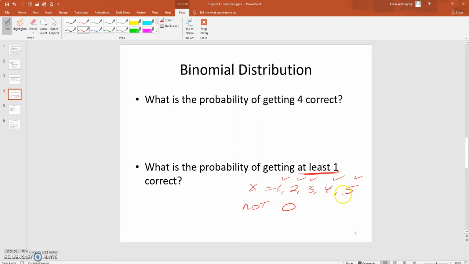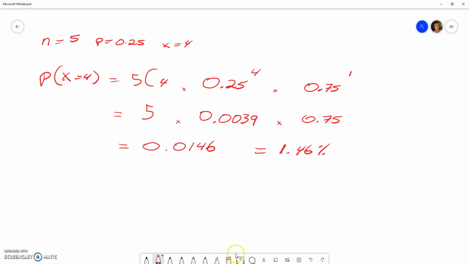We know that a binomial distribution works with whole numbers. The values for X have to be whole numbers. The only thing that's missing is 0. If we were to calculate the probability for 0, 1, 2, 3, 4, and 5, add them up, we would get a value of 1. So not 0 basically is everything except 0. That's what at least 1 means. And that's how we're going to use it to help us solve this next question here.